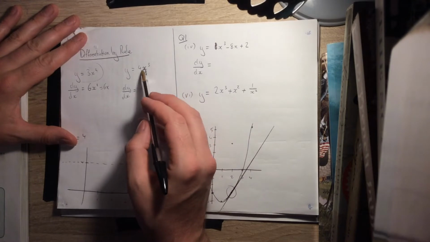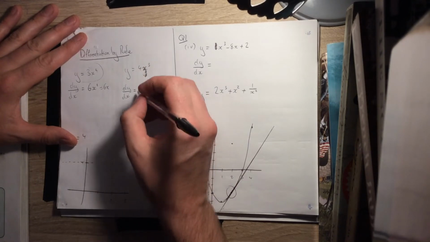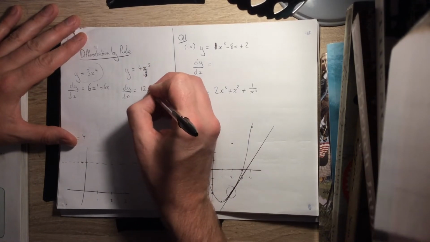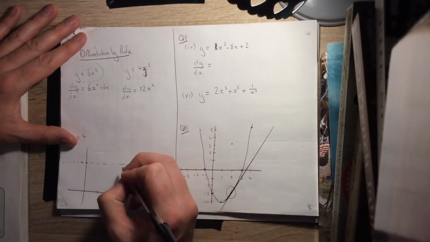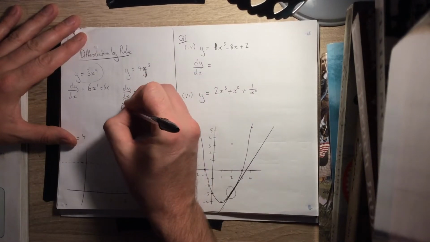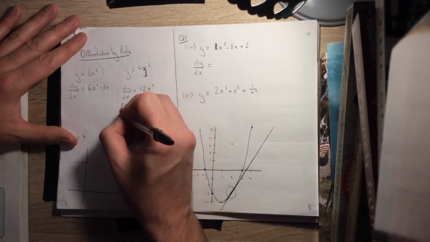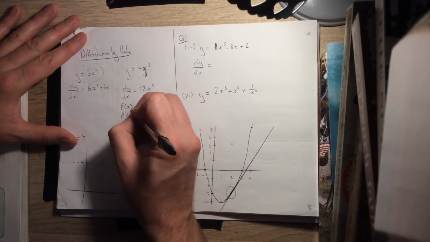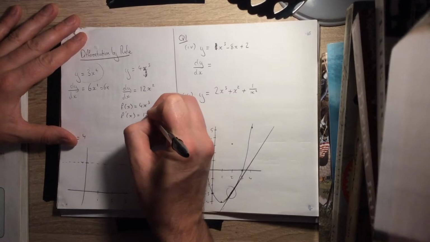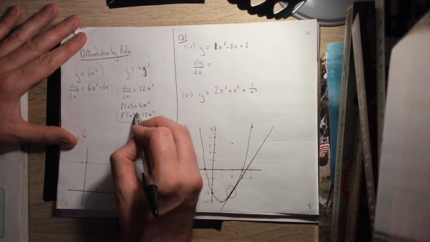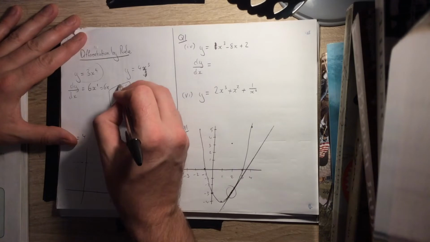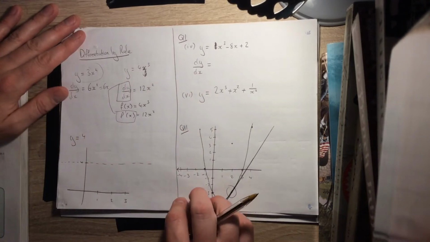This one here, if y is 4x cubed, 4 times 3 is going to be 12x, reduced 3 by 1, squared. And what you'll sometimes also see is f of x is 4x cubed, f prime of x is 12x squared. So these are equivalent notations. These two pieces of notation here are equivalent.